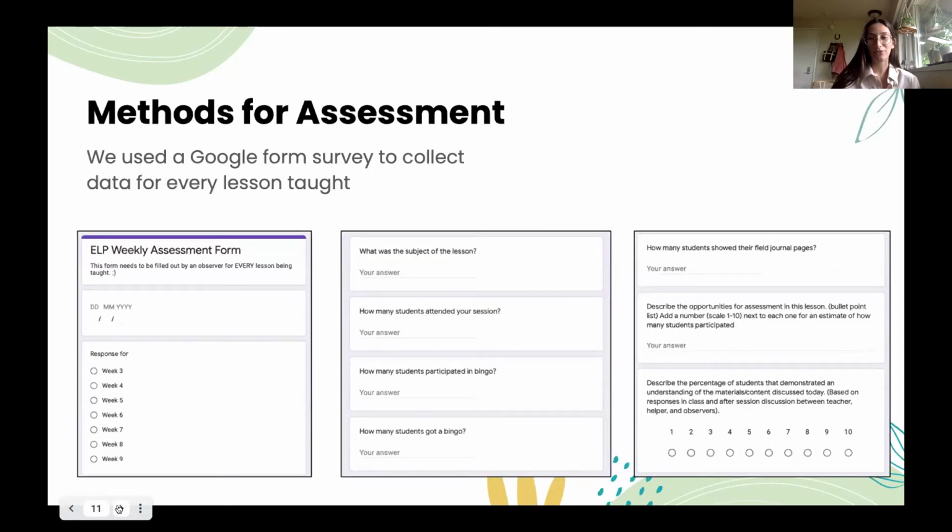And then the method we used was a Google form survey that was filled out by an observer during and after each lesson. We included attendance, participation, opportunities for assessment, and overall student understanding in the Google form. We wanted to collect this data to gain insight on student participation and really attempt to discover changes in knowledge throughout all of the lessons. This allowed us to discover how we can improve the lessons for future use and find how student engagement and learning can improve as well.